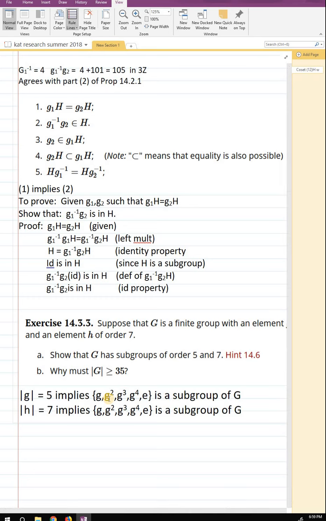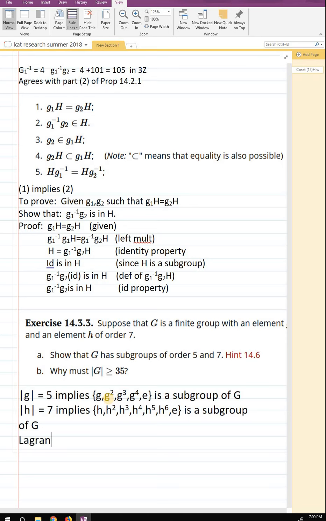And then this becomes H squared, H cubed, H to the 4th, H to the 5th, H to the 6th, and then the identity. Okay. All right, so now what did we just learn about Lagrange's theorem?